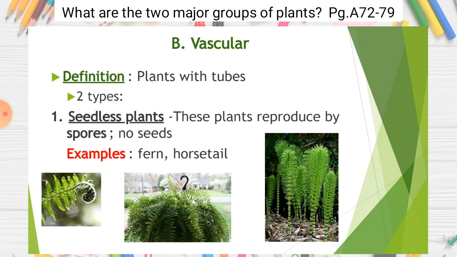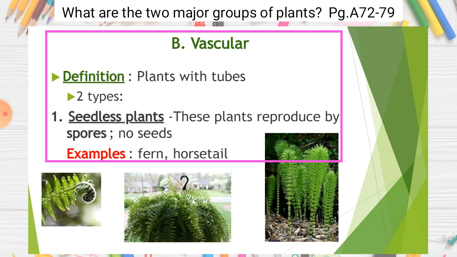Now, we're going to see a bigger classification. Vascular plants. Vascular plants are plants with tubes. From this type, we have two categories. 1. Seedless plants. These plants reproduce by spore, no seeds. Just like non-vascular, they reproduce using spores. However, the difference is that these plants have roots, stems, and leaves. Examples: fern and horsetail.